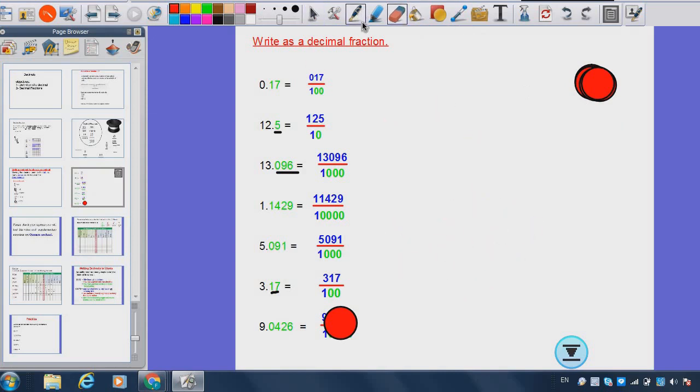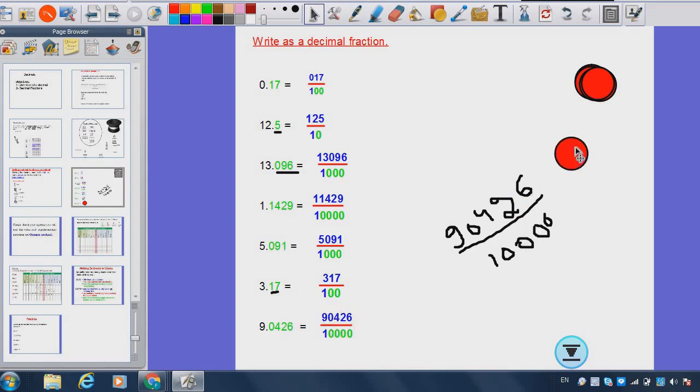And the last one, 9.0426. So I will remove the decimal point: 90426 over 1. I have 4 digits: 1, 2, 3, 4 after the decimal point. So 1, 2, 3, and 4. So it will be 90,426 over 10,000.